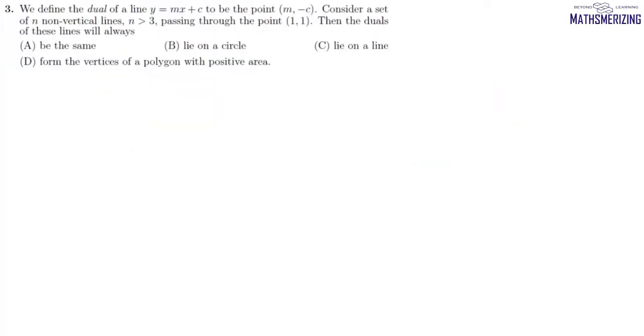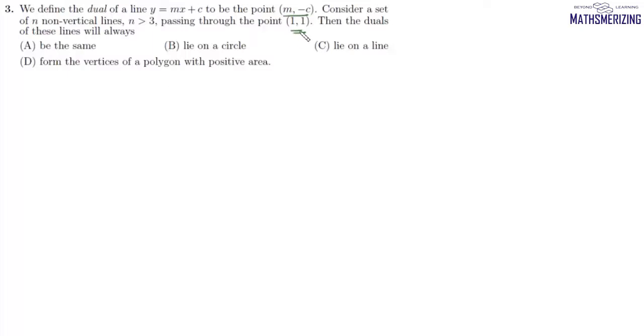Now this third question is, we define the dual of a line y equals mx plus c to be the point m comma minus c. Now it says, consider a set of n non-vertical lines, n greater than 3, passing through the point 1 comma 1. Then the dual of these lines will always.